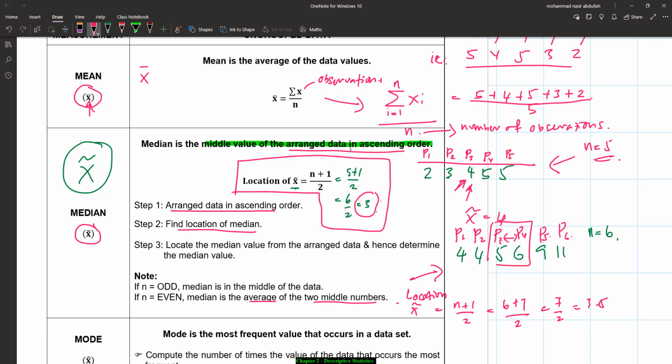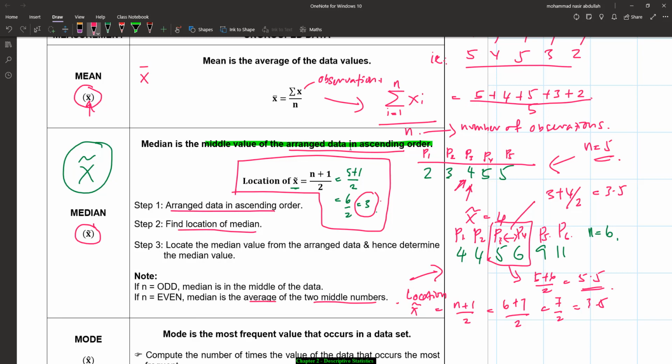Can you see? Somewhere between 3 and 4, actually exactly in the middle of 3 and 4. So to get 3.5, we compute 3 plus 4 divided by 2, which is equal to 3.5. This is the same method we use to find the median. So the median is 5 plus 6 divided by 2, which is equal to 5.5.